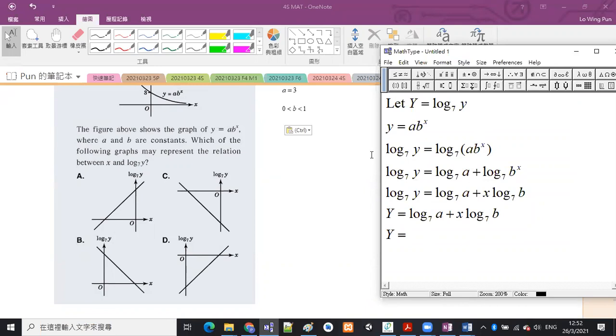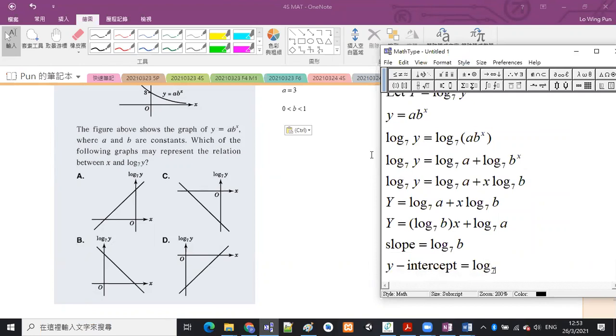And if you write in the y equals mx plus c format, it becomes this, mx plus c, okay? Where the slope should be equal to log b base 7. And the y-intercept should be equal to log a base 7. Can you get this?